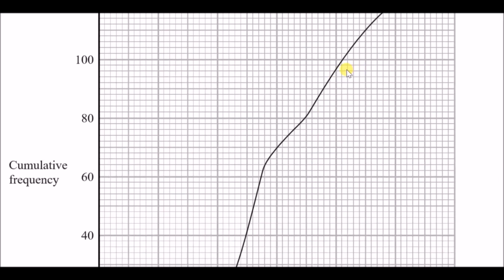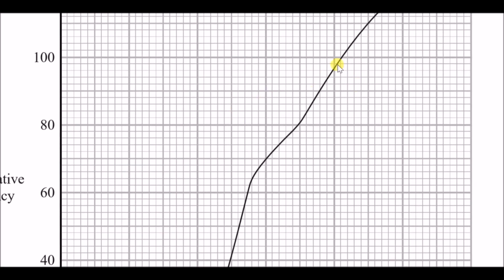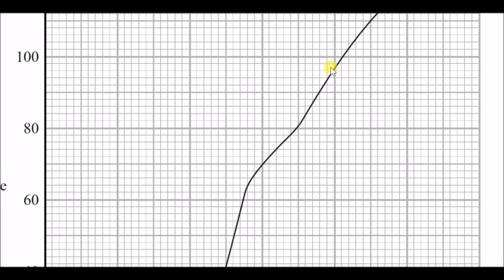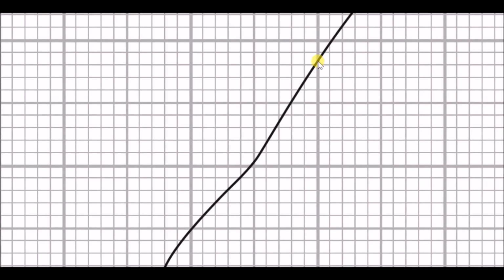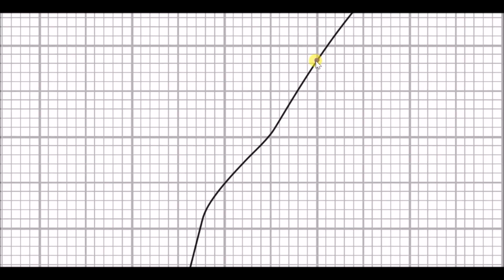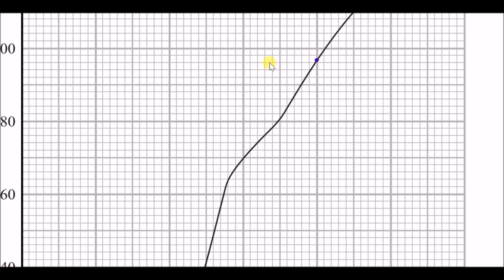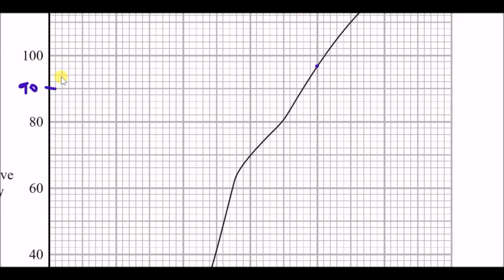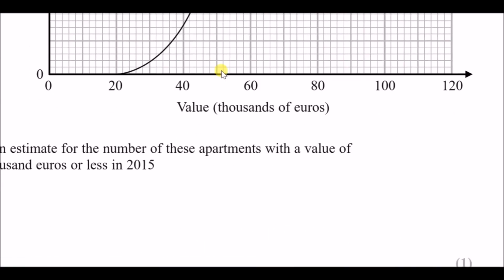So I'm just going to zoom in a bit, guys, yeah? What do you guys think this is? It's about over here, isn't it? I think that's about, and it looks like it's going up in 2s, so it'll be 92, 94, 96. So I'll say about 96. Would you say 96? Yeah, 96.